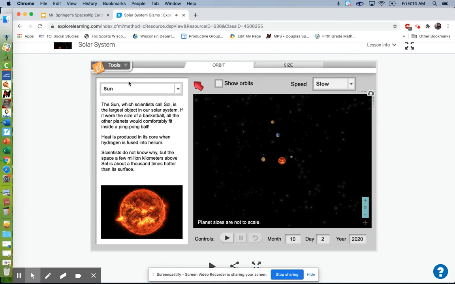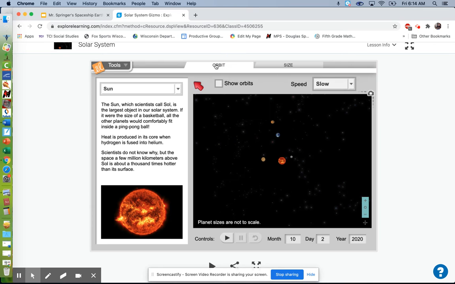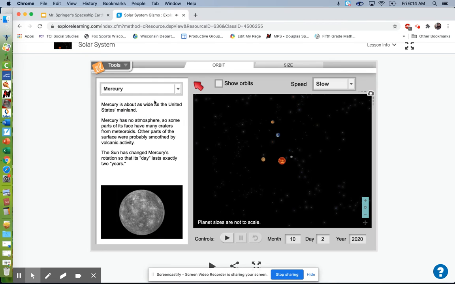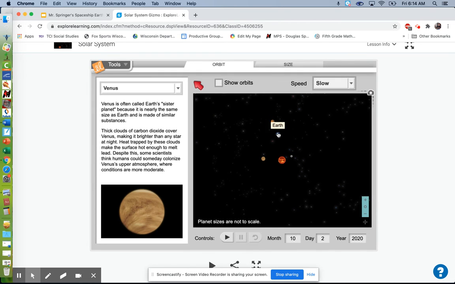All right. What else do I have? I have an orbit tab that I'm on. I have a size tab. Distances not to scale. Yep, I know that they're not that close to each other. Orbit. What else do I have? I have this tells me about the sun. Oh, it's a pull down. I can go to Mercury, Venus. Oh, if I go over these, it tells me who they are. That's the sun, Mercury, Venus, Earth, Mars.